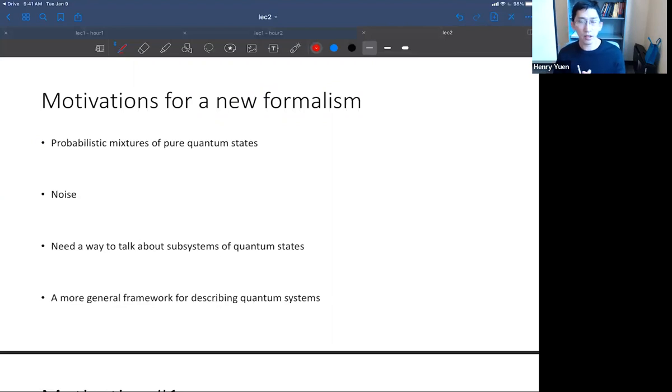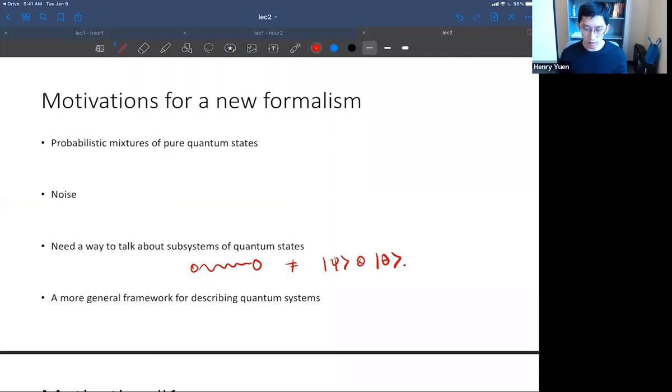Even if you don't want to think about noisy quantum systems, even if you're in this ideal situation where there's no noise, you still need another formalism. And that's when you want to talk about subsystems of quantum states. So imagine that you have 2 qubits and they're entangled, right? What does it mean for the state of 2 qubits to be entangled? It means that you cannot write this as a tensor product of some state psi tensor some state theta, right? That's the definition of being an entangled state.